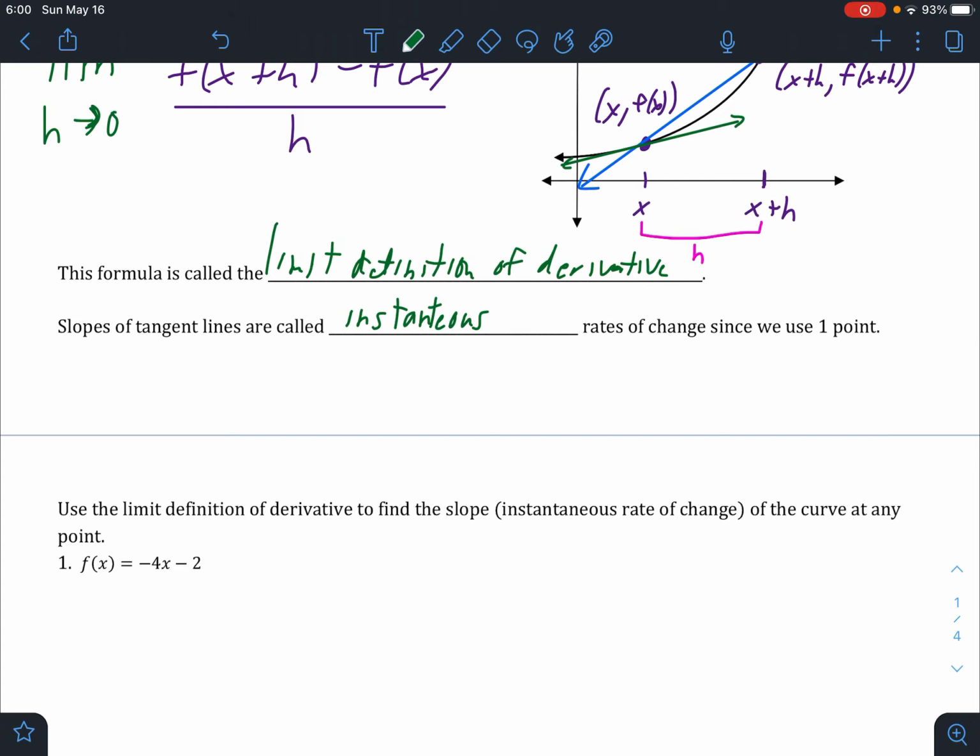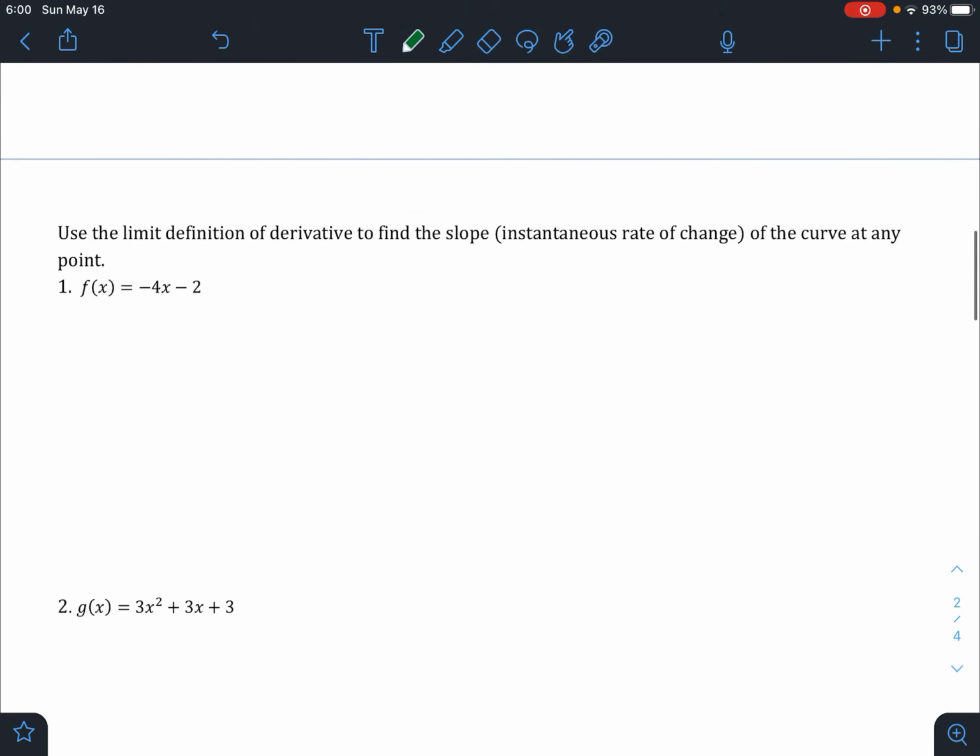So how do we use this? All right, let's take a look at number 1. It says use a limit definition of derivative to find the slope or the instantaneous rate of change of the curve at any point. If you see slope of a curve or instantaneous rate of change, they mean the exact same thing. Or derivative, those all mean the same thing. Okay, when it comes to calculus here.